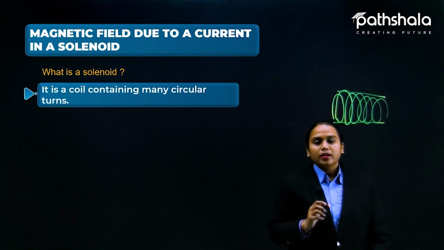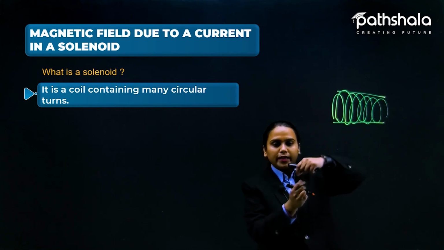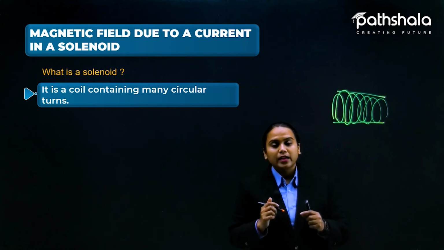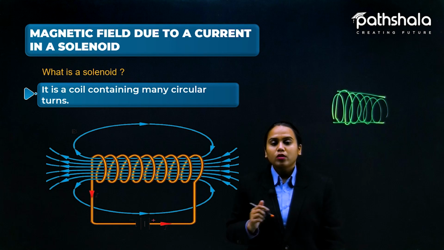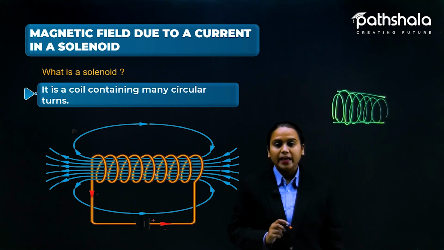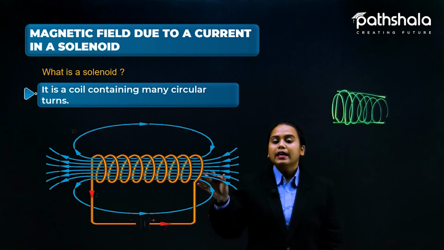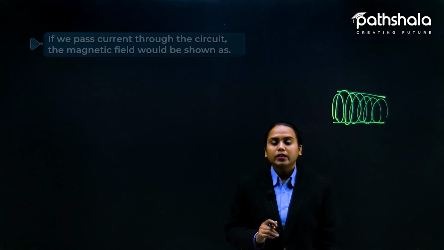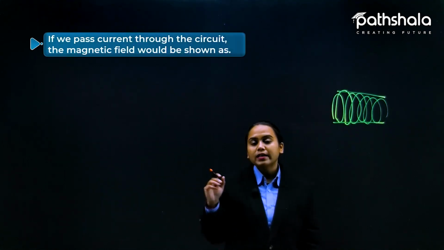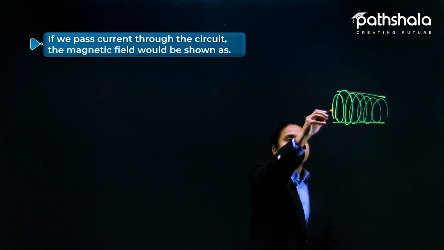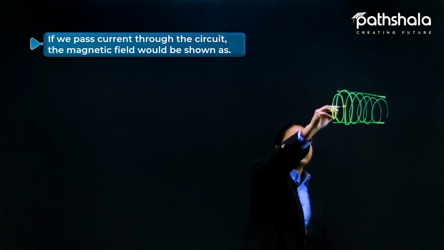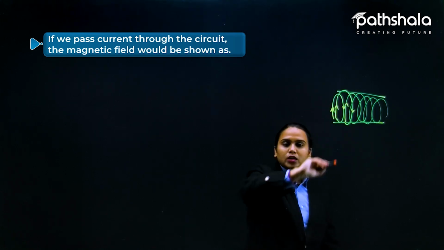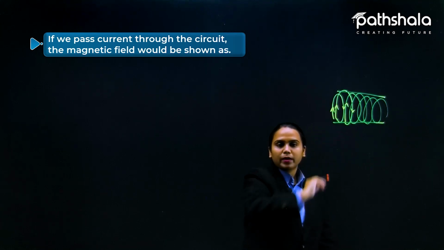As you can see here, if we make the same circle again and again and join it like this, it will be treated as a cylindrical shape only. This is how solenoids look, and the magnetic field lines in the solenoid are in the same manner like this. Now if we pass a current through this circuit, from here the current is going to flow down, again up, again down, again up, like this, because it is circular.